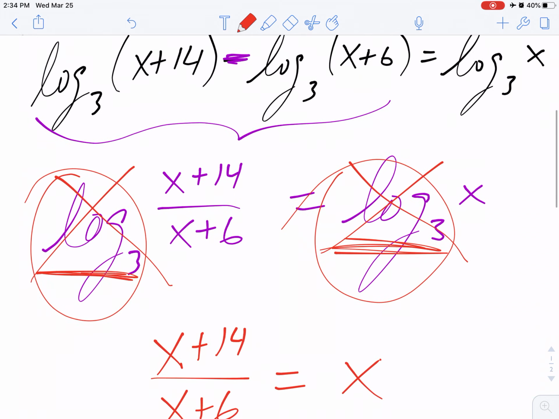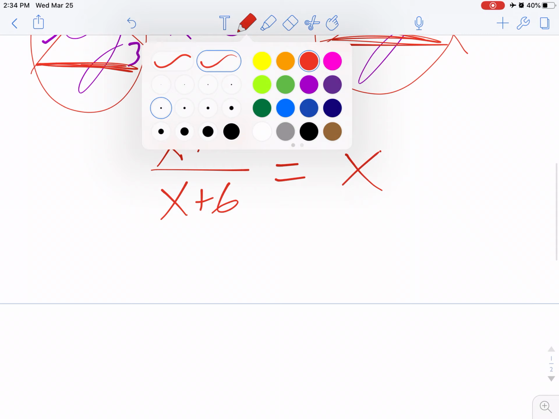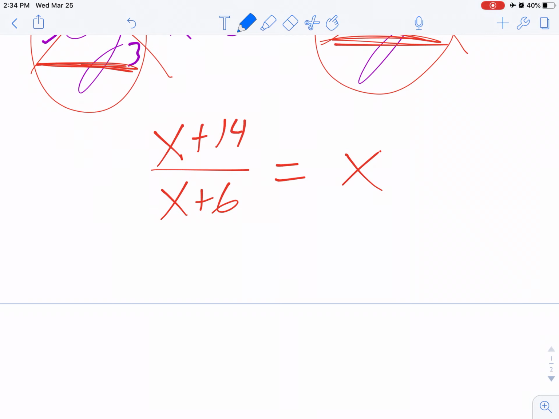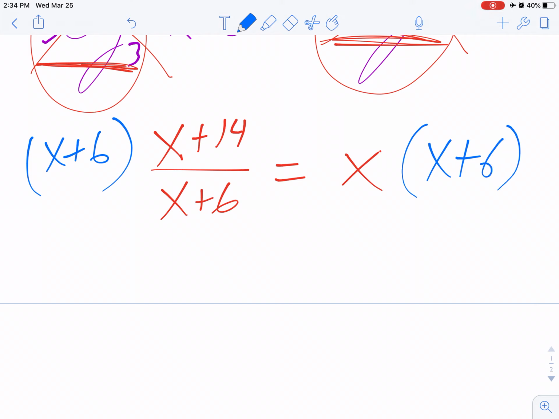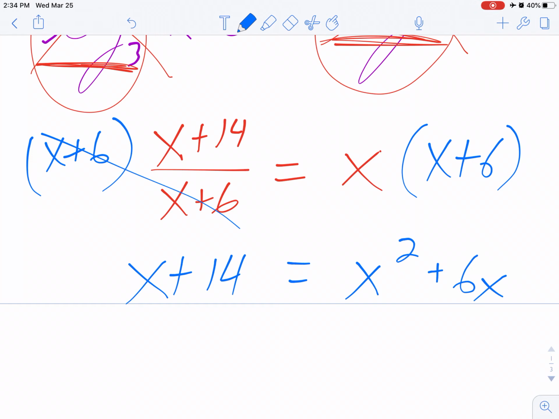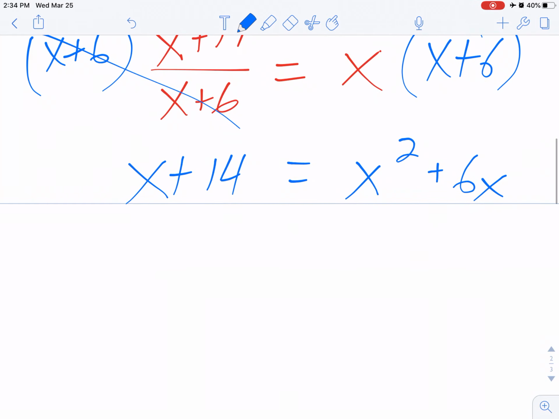Now we got rid of all the logarithms, and it's just an equation to solve. So I'm going to multiply both sides to get rid of the fraction. These cancel off. That gives you x plus 14 equals x squared plus 6x when you distribute over there. It is a quadratic, so we're going to get this into standard form, get it equal to 0 basically.